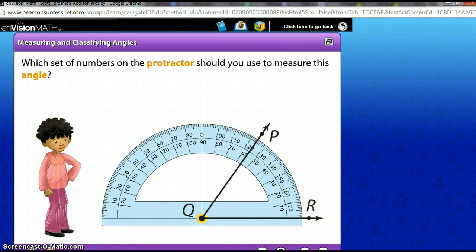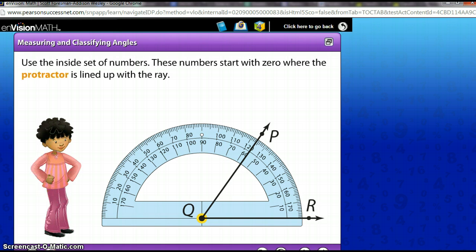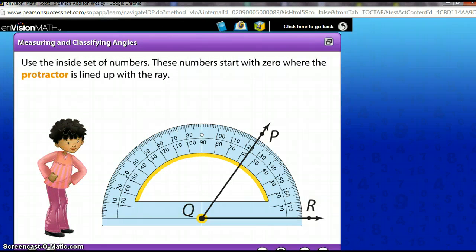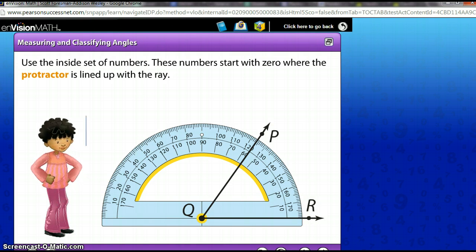Because we're dealing with an acute angle here, it's going to be an angle that's less than 90, so it has to be the lower set of numbers, right? Now, if this went all the way over here, we would still use the bottom set of numbers, but we know it needs to be bigger because it would be an obtuse angle, which is greater than 90 degrees. Use the inside set of numbers. These numbers start with 0, where the protractor is lined up with the ray.